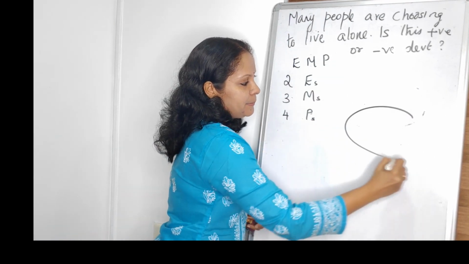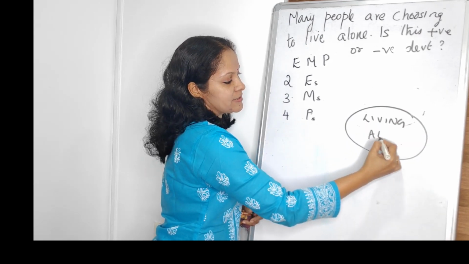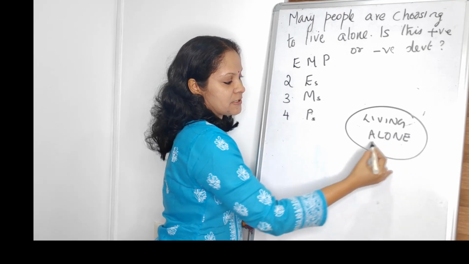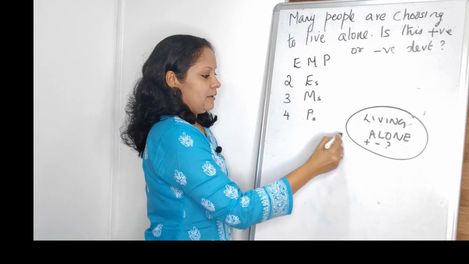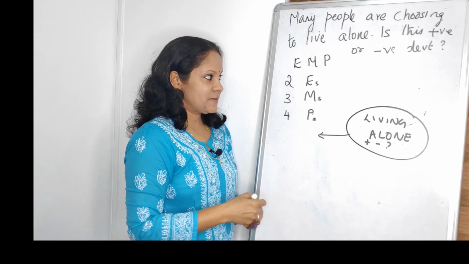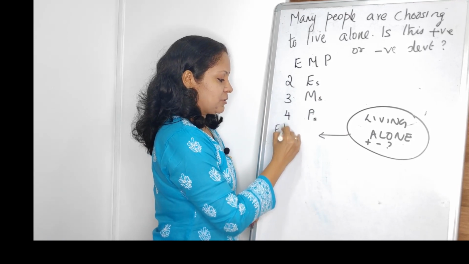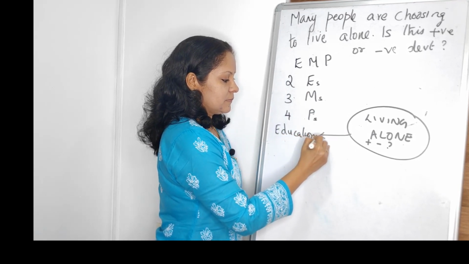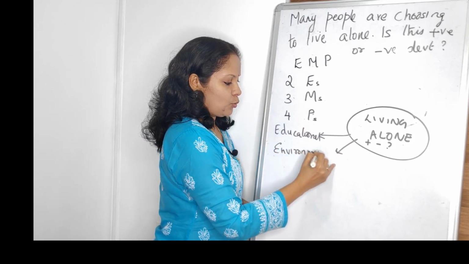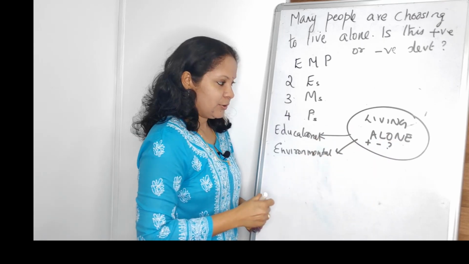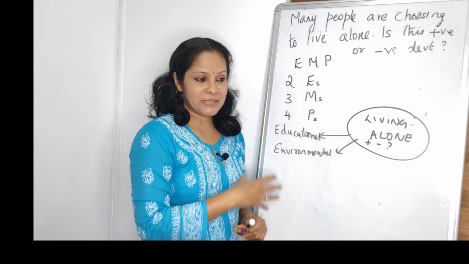In that idea web, living alone, that's the main thing you need to address in this question. Is this positive or negative? And you need to arrive at an opinion. One way to explore is look at the 2 E's which I have written. One E refers to educational, another E refers to environmental. So whatever the IELTS question is, do you think there is a dimension in educational context or environmental context?